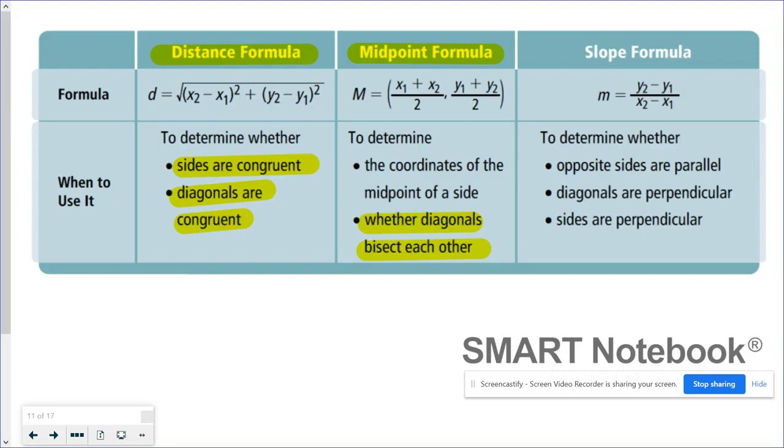And then the slope formula, which you'll probably use the most, can be used to determine whether opposite sides are parallel, because parallel lines have the same slope, whether diagonals are perpendicular or sides are perpendicular, because perpendicular lines have slopes that are opposite reciprocals of one another.